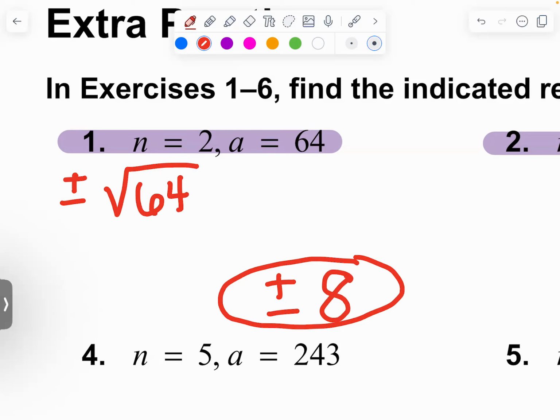I thought we were doing like 2 times 2 times 2 times 2. No, I'm looking for what number squared is 64. That's where that 2 is. So we're like doing it backwards. This is saying the nth root is 2. So what number squared gives us 64? 8 and negative 8. Okay.